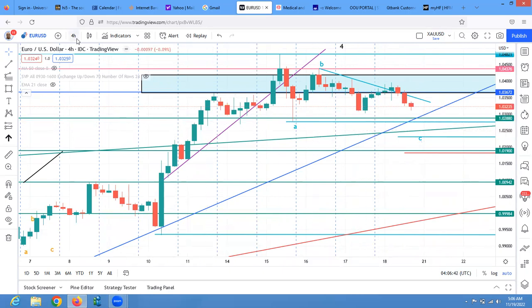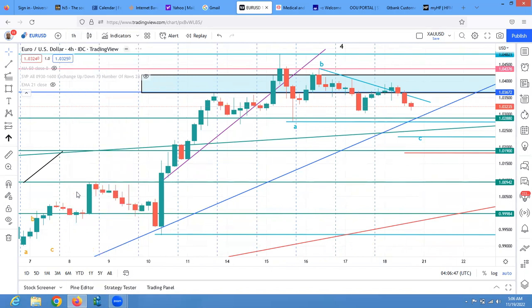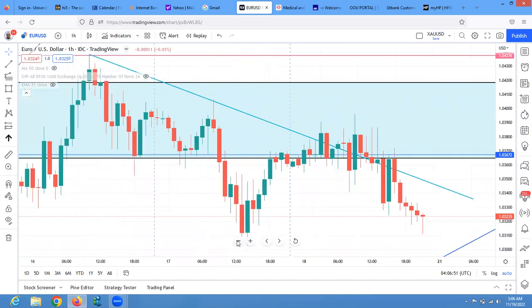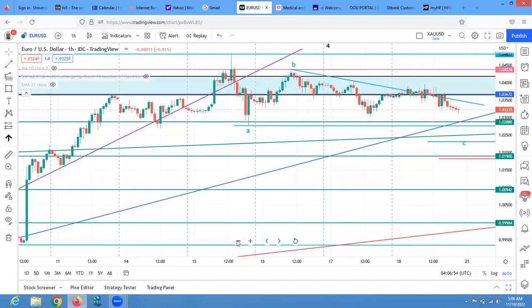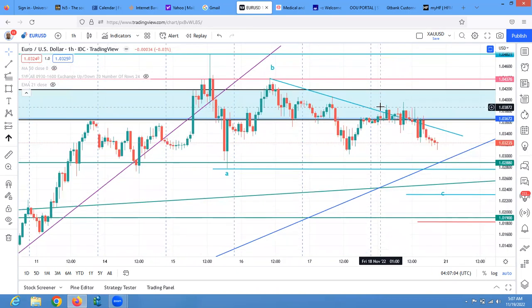Now, if you go inside of a 1 hour, because this is what is now being messed up, this particular C wave is what is being messed up. Yeah, the C wave is being messed up.